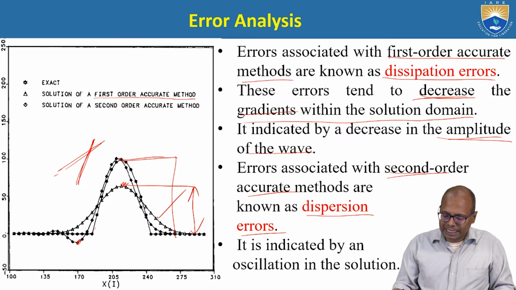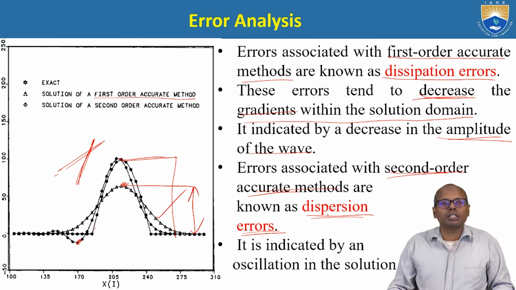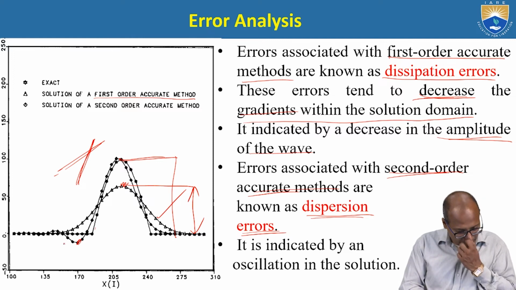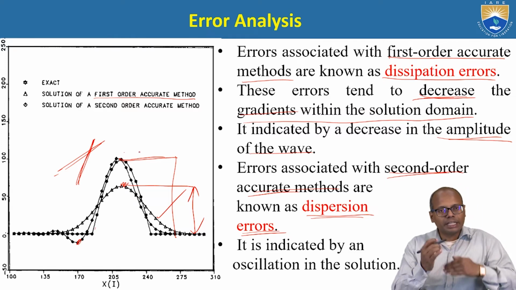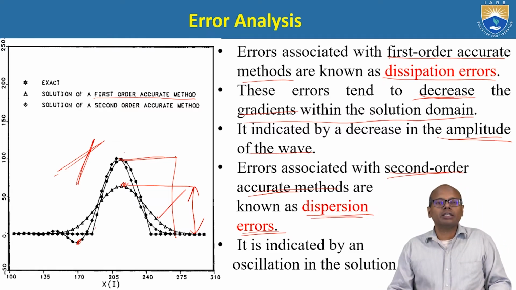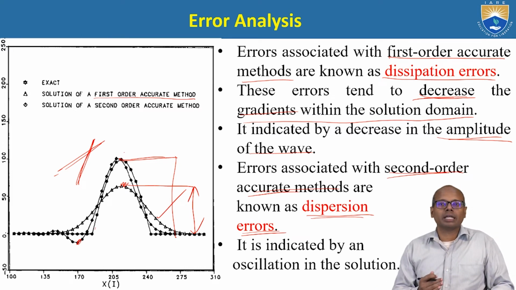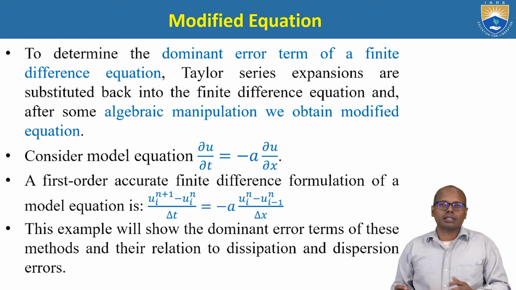Now coming to the second order accurate method, it is called dispersion error, as I already said. What will these dispersion errors do? They will give some oscillation in the solution. You can see here it is going down to negative values and coming back to positive values. So there is some oscillation in the solution. For the second order accurate method, whatever errors you get will give some oscillation in the solution. So this is about the error analysis.